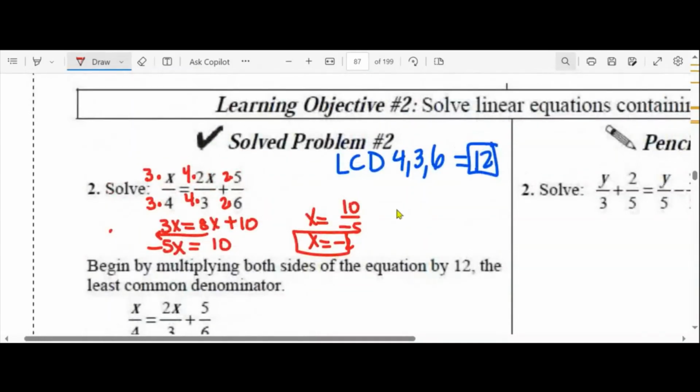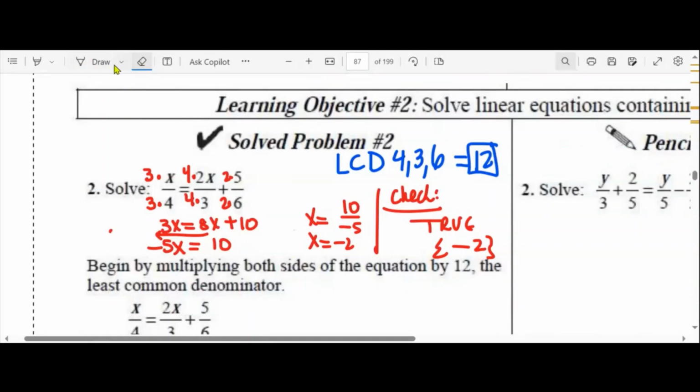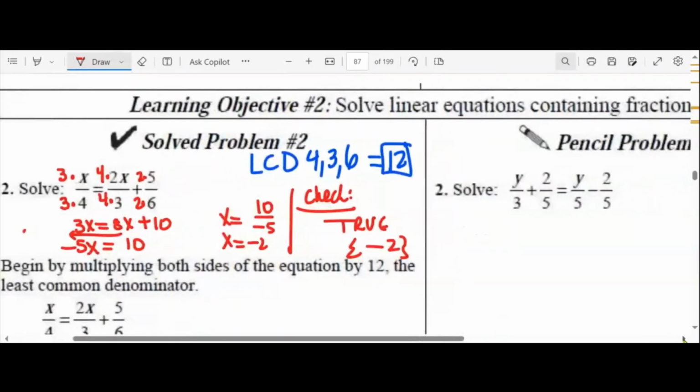Now, after you finish, what should you do? Check your answer. If it's true, then your solution set is what? Negative 2. Is this clear? If it's false, then it's a contradiction. It shall not be a solution. If it's false, then you did something wrong.